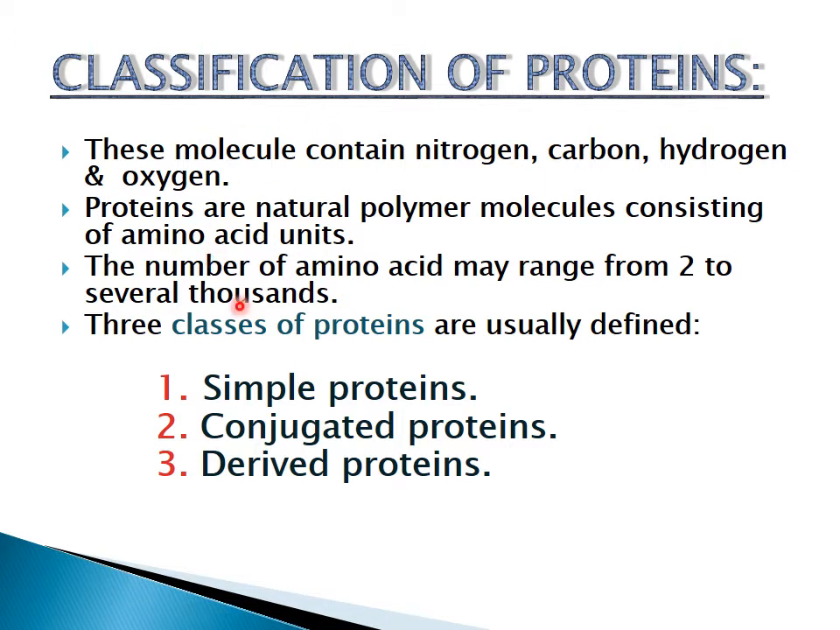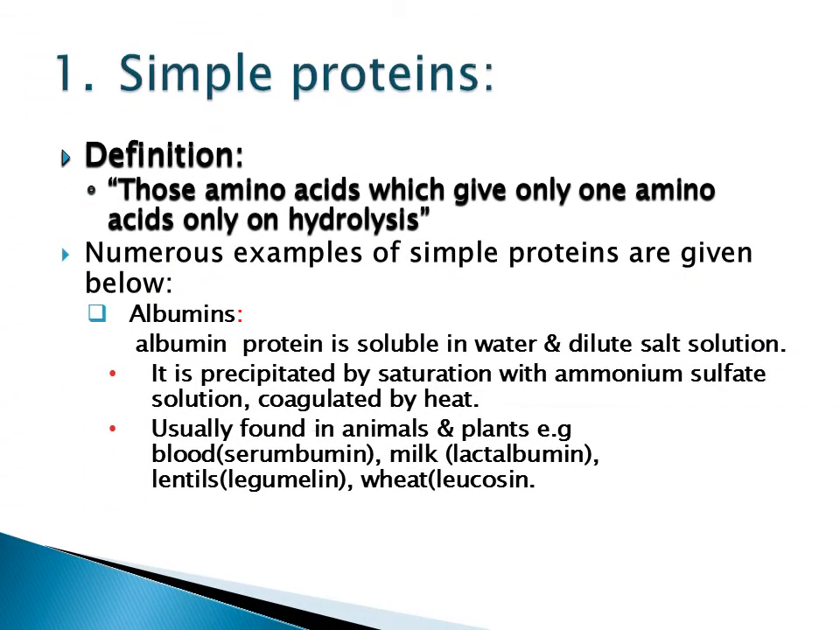Number 1 is the simple protein. Number 2 is the conjugated protein. Number 3 is the derived protein. Number 1, the simple protein: those proteins which give only amino acids on hydrolysis are known as simple proteins. There are numerous examples of simple proteins.